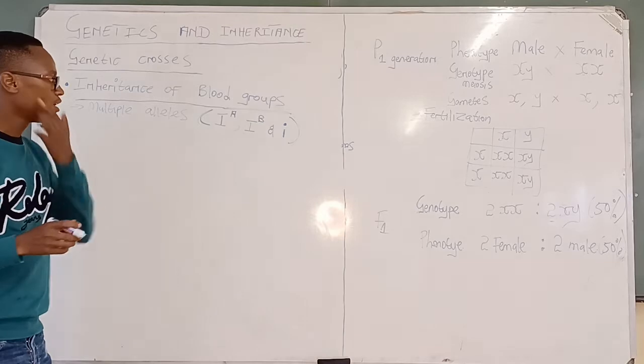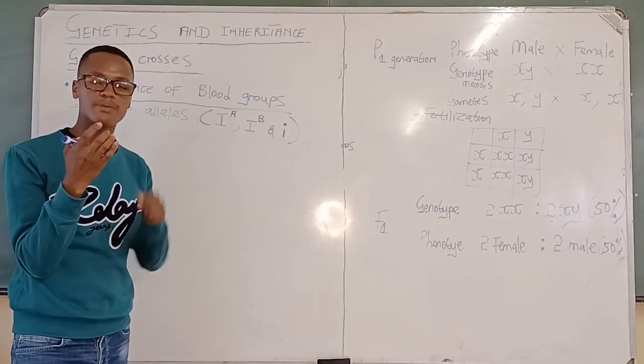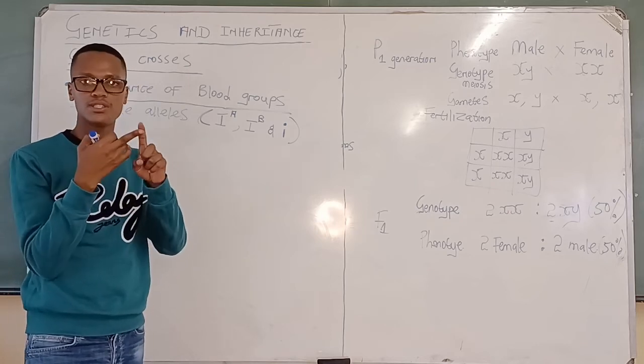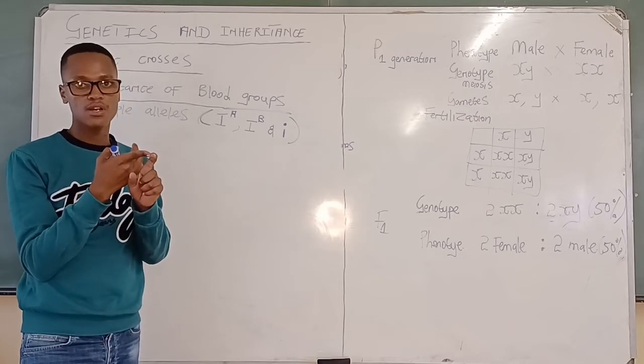Okay. So we all know that there are 4 types of blood groups. We have blood group A, we have blood group B, we have blood group AB, and then we have blood group O.